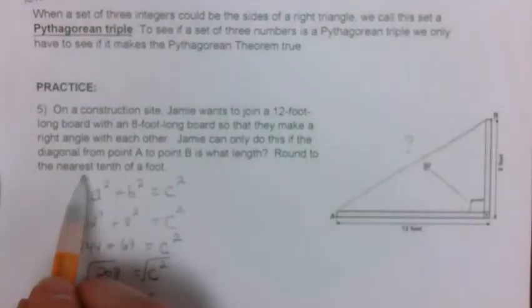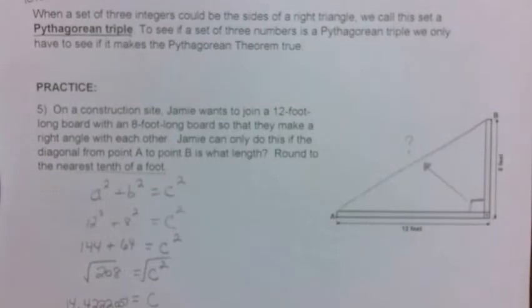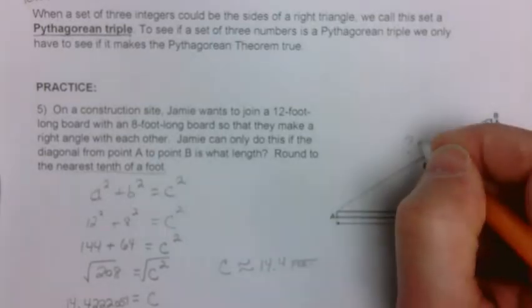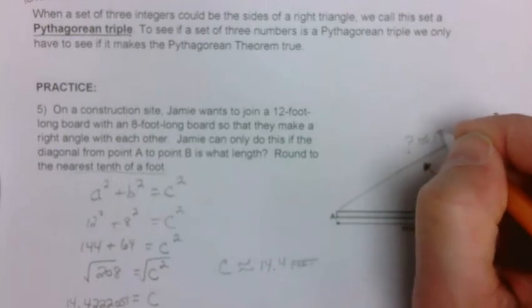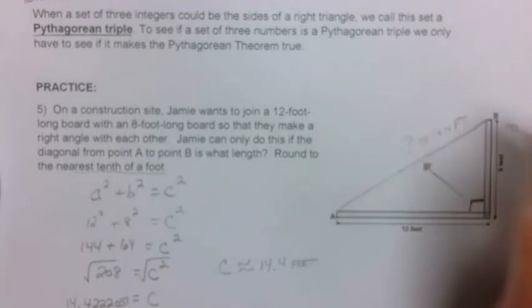They said to round to the nearest tenth of a foot. So I'm going to say then that c is approximately 14.4. Okay, this 2 here in the hundredths place is not enough to round us up. So c is approximately 14.4, and the units are feet. That's what this hypotenuse here is, approximately 14.4 feet.